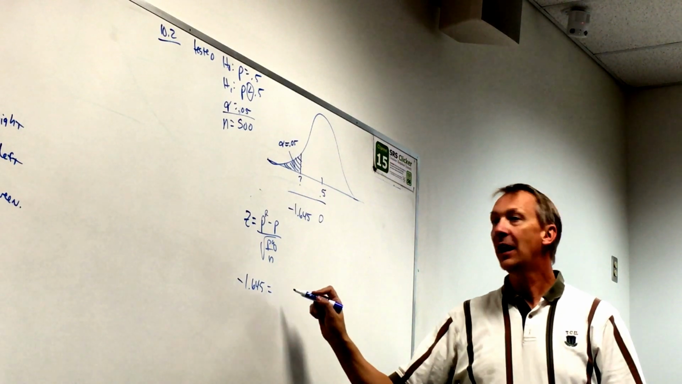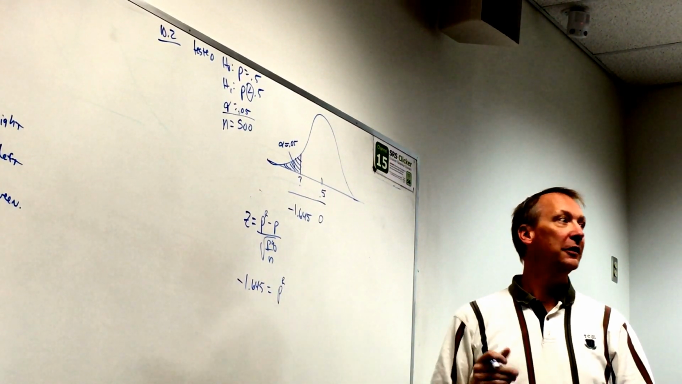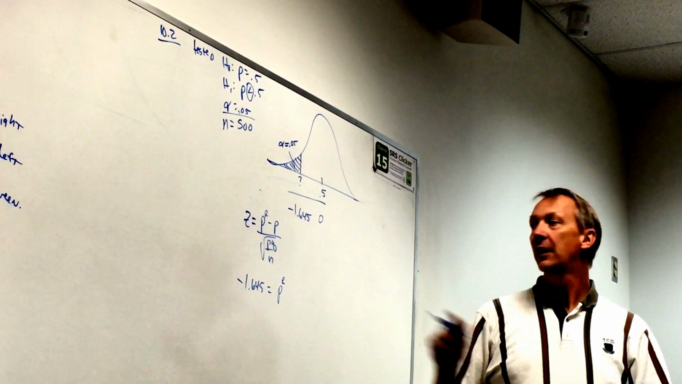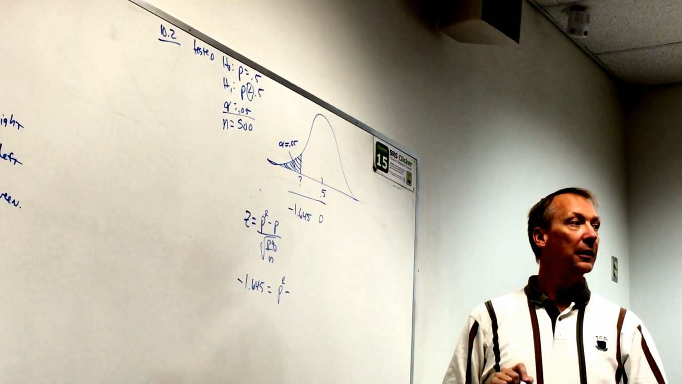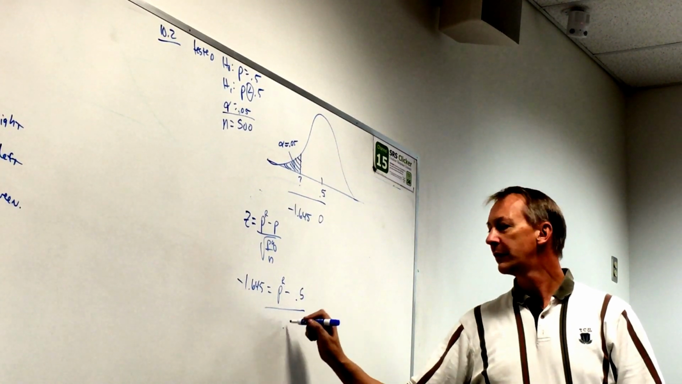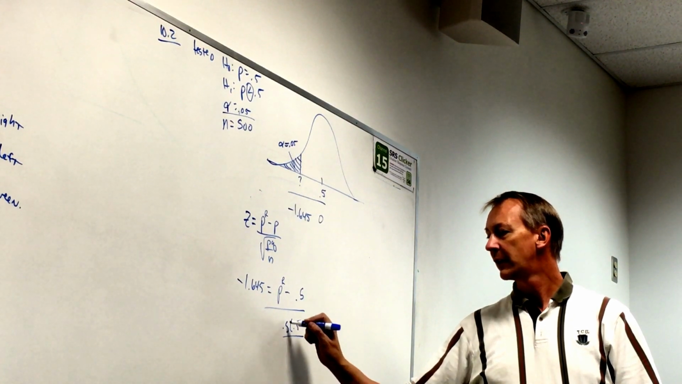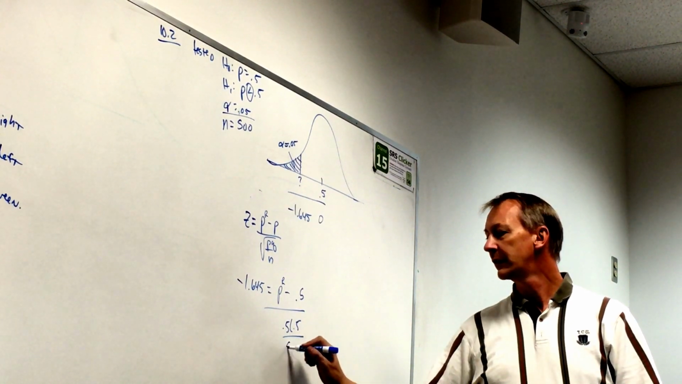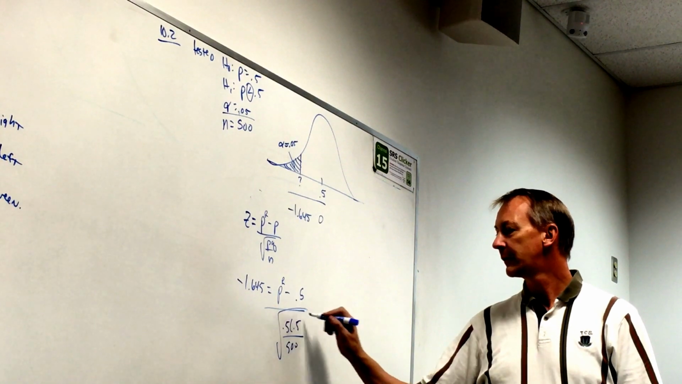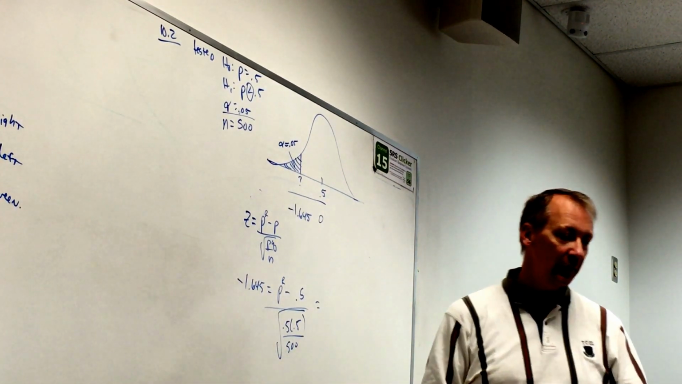So that is p reject, which is x over 500. I don't know what it is; that's what I'm trying to find out. Minus 0.5 over the square root of 0.5 times 0.5 divided by 500. Now I just need to do a little bit of algebra.